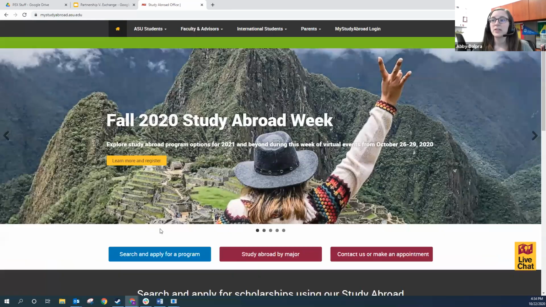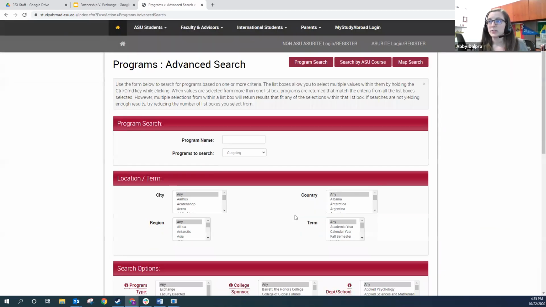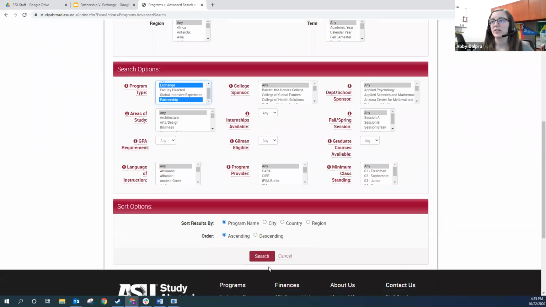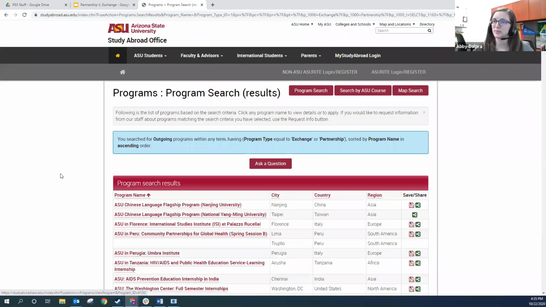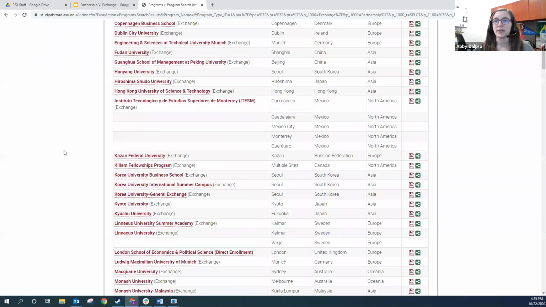So on our website, you can go search and apply for a program. And if you are specifically looking for specific term programs, so if you want to go fall semester, spring semester, full academic year, whatever it may be, you can put that in the search. If you want to look at the exchange and partnership programs, the type of programs that we just talked about, you can look at those options specifically as well. So I'm going to click on those. It may take a little while because we do have a large number of programs. Oh, that's pretty quick.